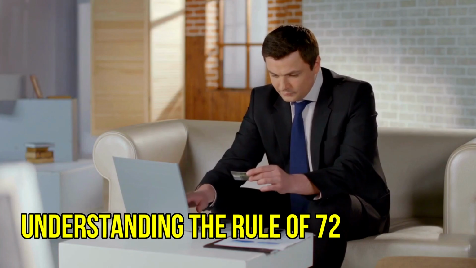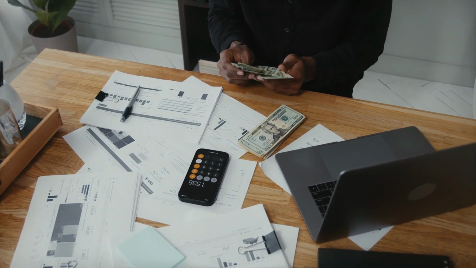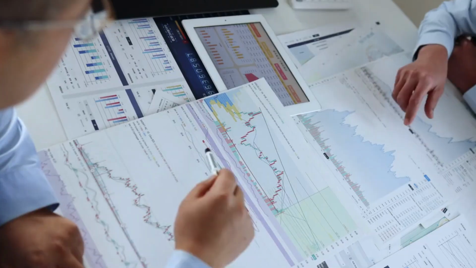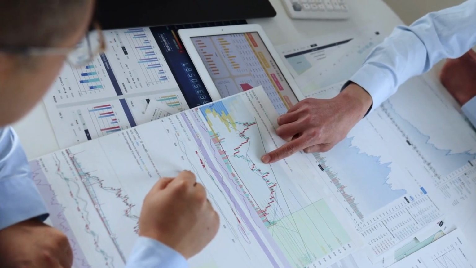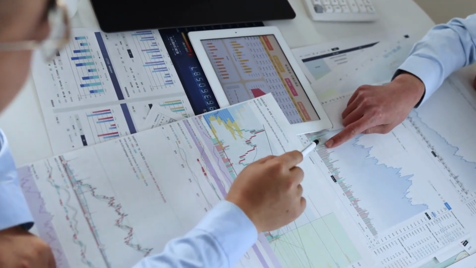Understanding the rule of 72. Have you ever wondered how long it would take for your investment to double? The rule of 72 provides a quick and easy solution. By dividing 72 by the annual rate of return, you get an approximate number of years required for your investment to double. This rule is a powerful tool to understand the timeline of your investment growth.